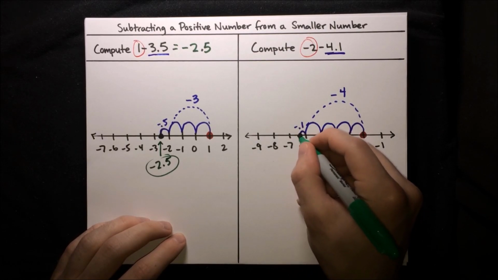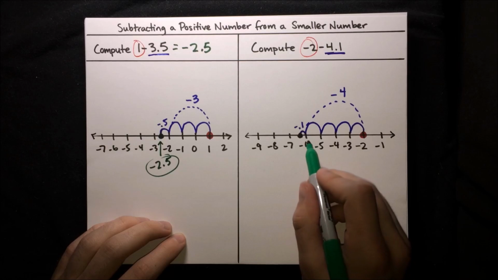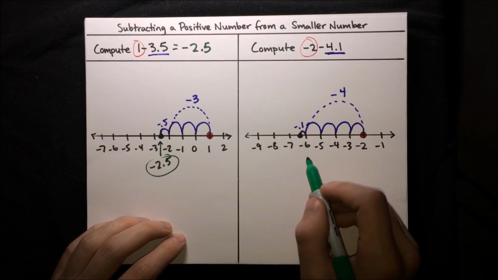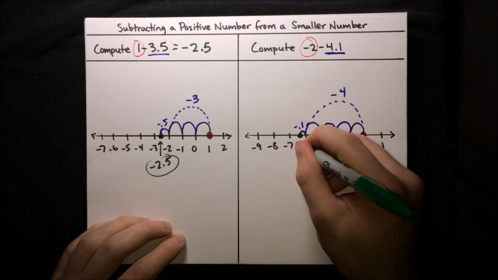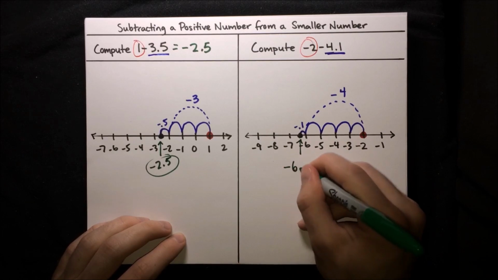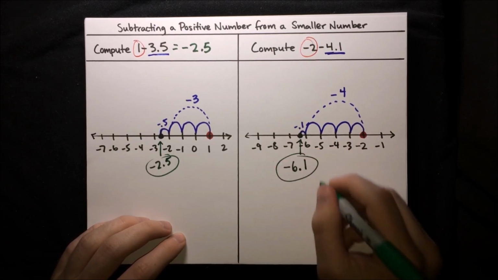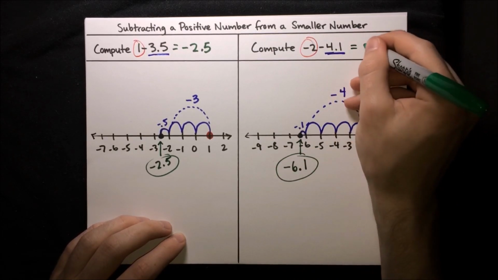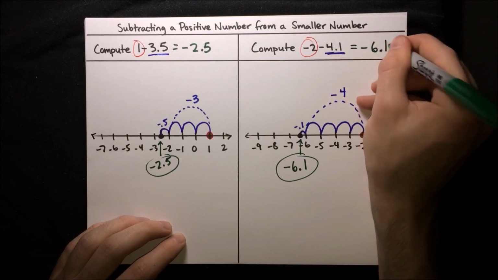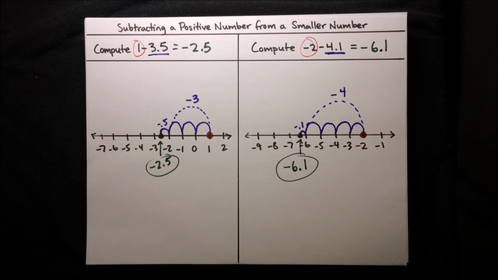And what's that point? Well, it's -6 and then -0.1. So go backwards 0.1 more and you get to -6.1. So there you go. That's the answer. -2 minus 4.1 equals -6.1. Great, so now we know how to subtract a positive number from a smaller number. And in the future, we'll also learn how to add a positive number to a negative number.